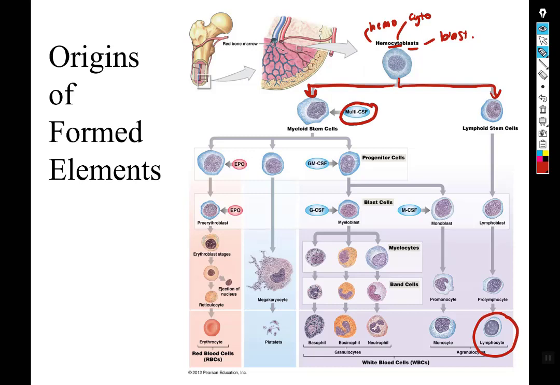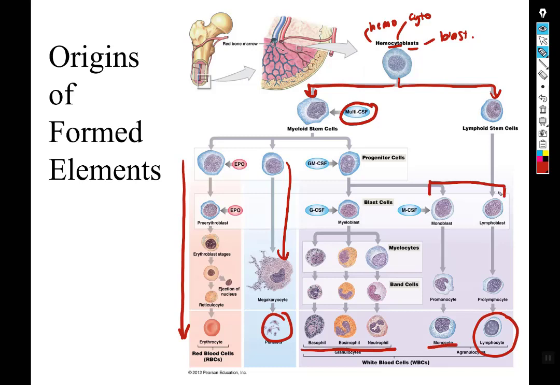And these guys have a lot more variety as far as what they can differentiate into. So they can differentiate into the red blood cell tract, which is here, or into megakaryocytes that become platelets, or the set of cells that become either granulocytes or agranulocyte monocytes. So it's weird that the agranulocytes have two different lineages, whereas all of the granulocytes come from the same place.